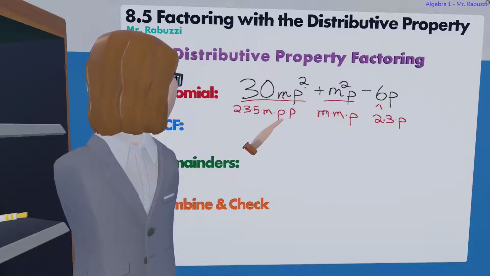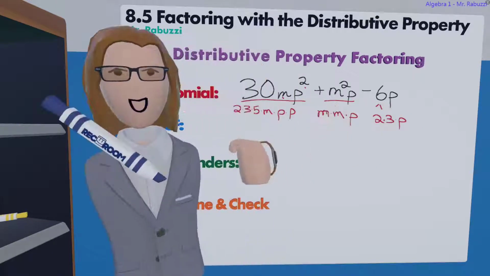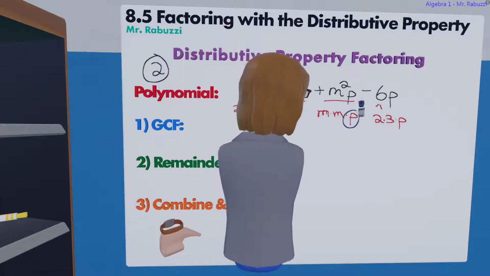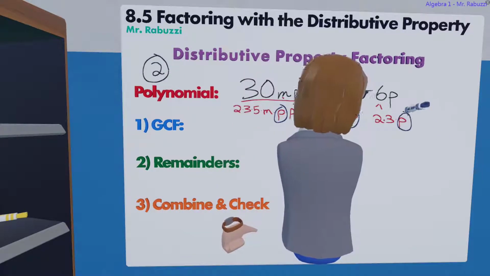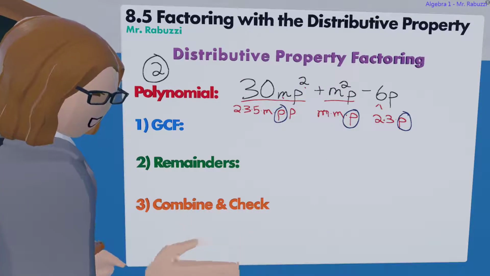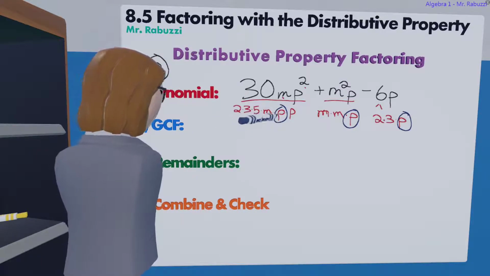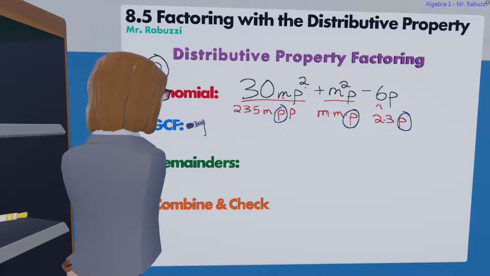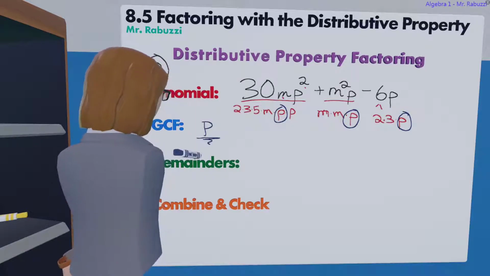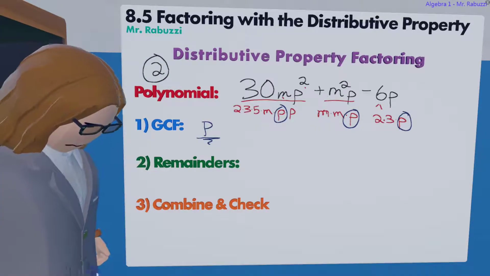A P. Here's a P, and this one has a P, so that one's good to go. We can circle P, P, and P. I don't see anything else that they share. So the only thing that is GCF was a P. The only common factor, the greatest common factor, was just P. Okay. That wasn't too bad.